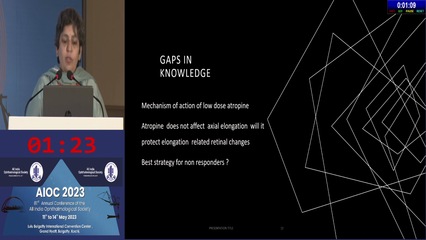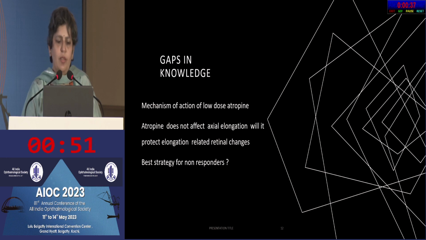So the protective effect of myopia control in terms of controlling the eye elongation, which leads to retinal changes and pathological myopia, is it really going to be protective? We have to wait for some years before we can answer that question. Again, there is a little bit of a question on what is the best strategy for children who don't respond. Several alternative strategies are mentioned, but there isn't enough evidence to support that one works better than the other.